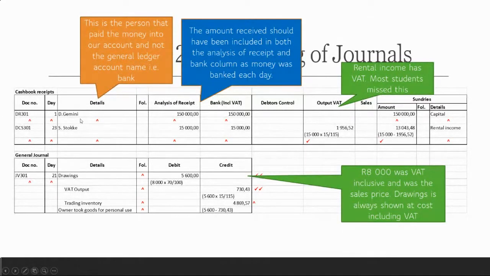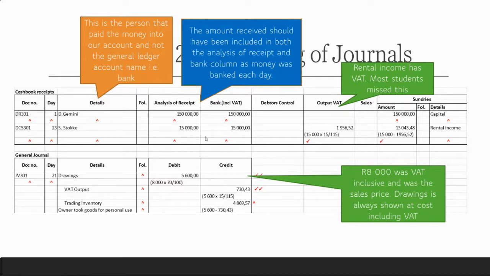The one from Gemini, which was the owner giving money or a capital contribution, and then Stoke that paid rental amount. Now, where a lot of students lost marks is here with the analysis of receipts or the bank column. So some students only included the amounts in the analysis of receipts, but never in the bank column, or they've included it in the bank column, but never in the analysis of receipts. You would have lost the easy mark if you didn't include it into both.